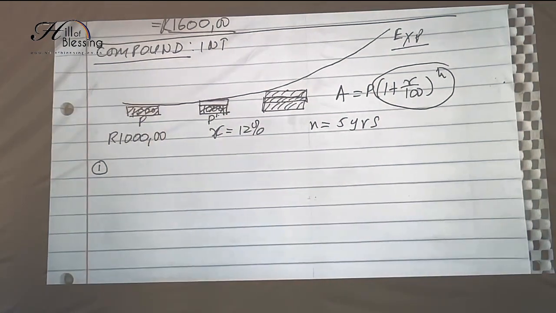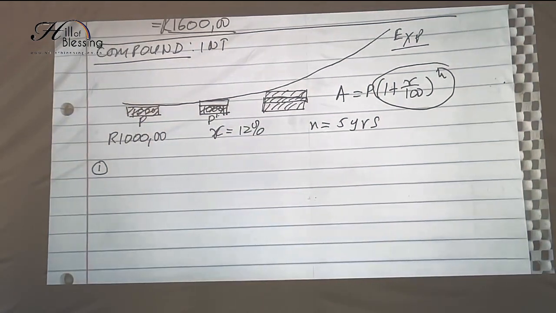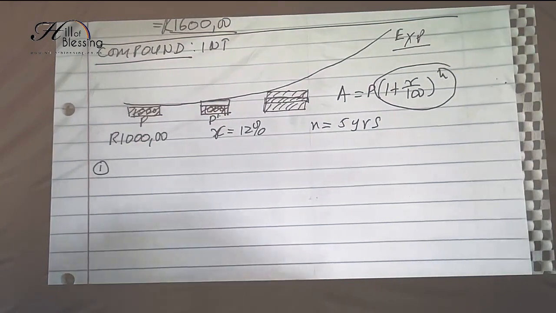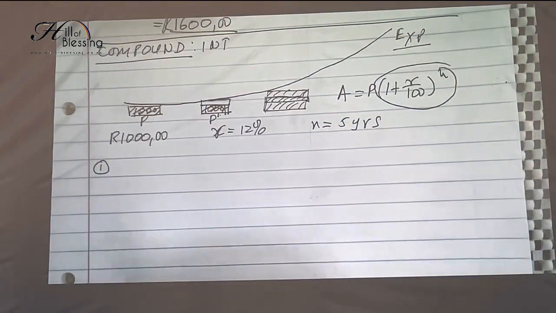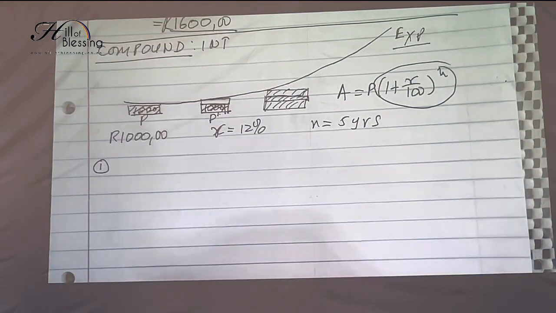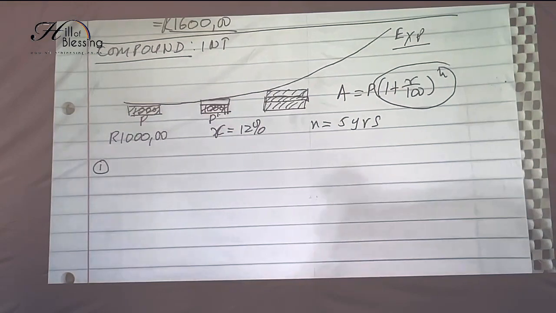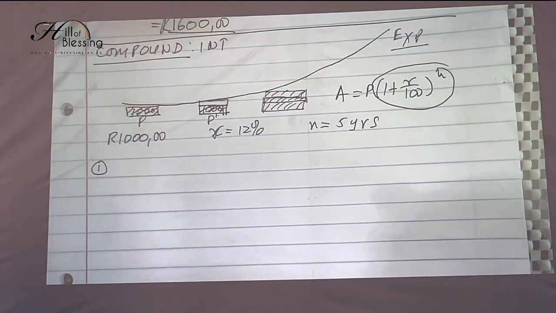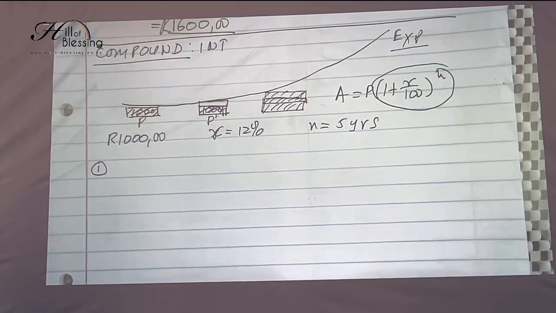So if you are investing this money annually, all right, or if the interest is compounded. Now when we say compounded, what we mean is that the interest is being added every year. If I say the interest is compounded monthly, then it means that the interest is added every month. Quarterly, every quarter. And of course, half yearly, every 6 months, and so on.